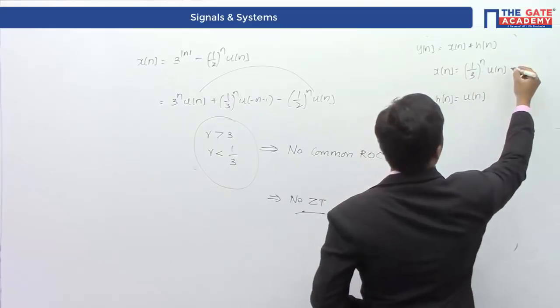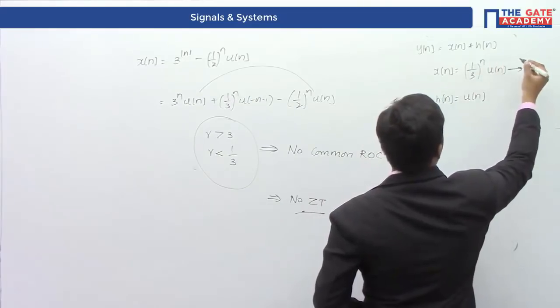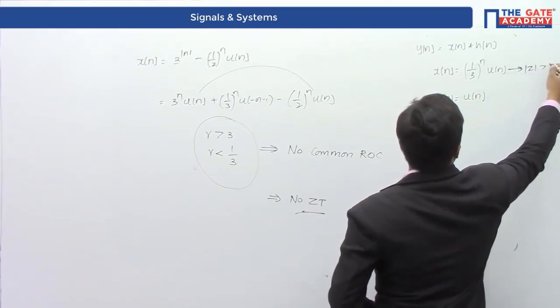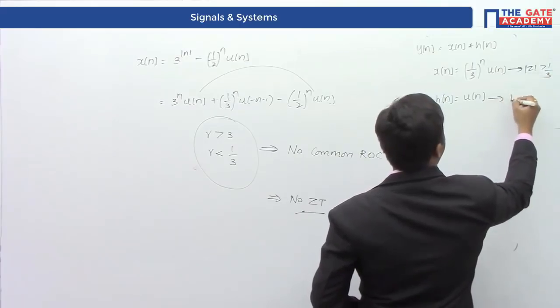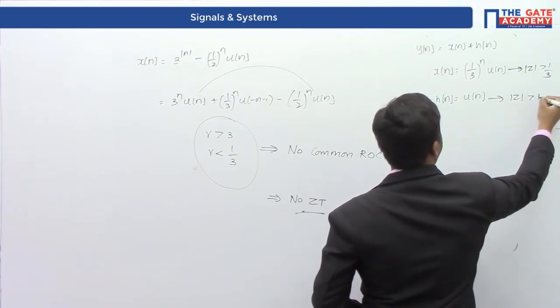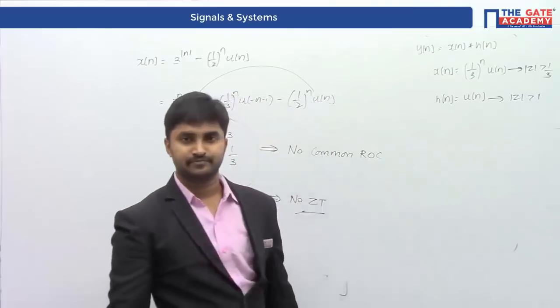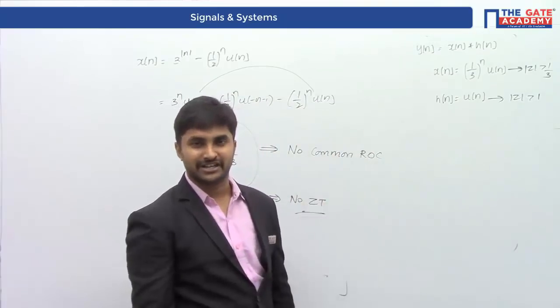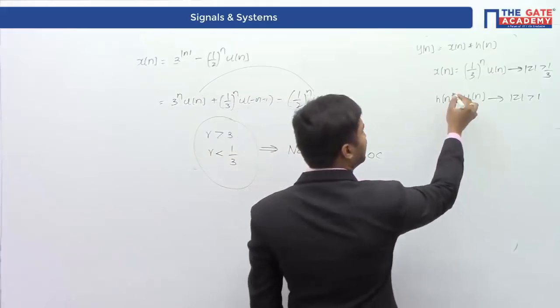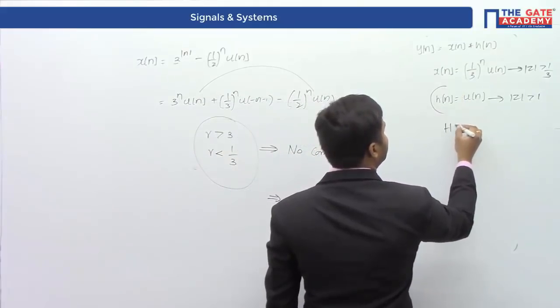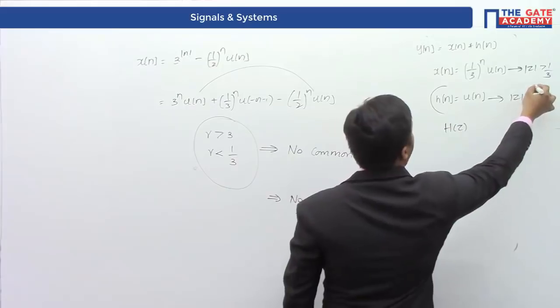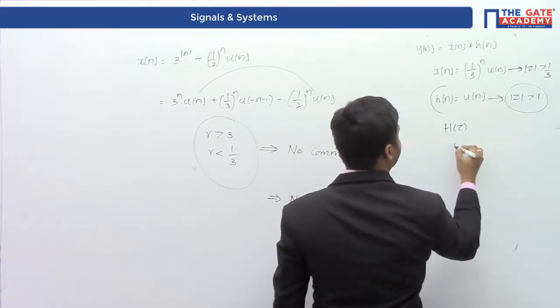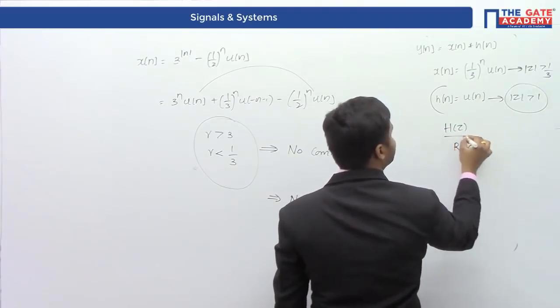X of n is going to have the ROC mod Z greater than 1/3, and here it is mod Z greater than 1. Yes or no? U of n is going to have the ROC as mod Z greater than 1. It indicates that H of Z is going to have the ROC as mod Z greater than 1. What is H of Z?